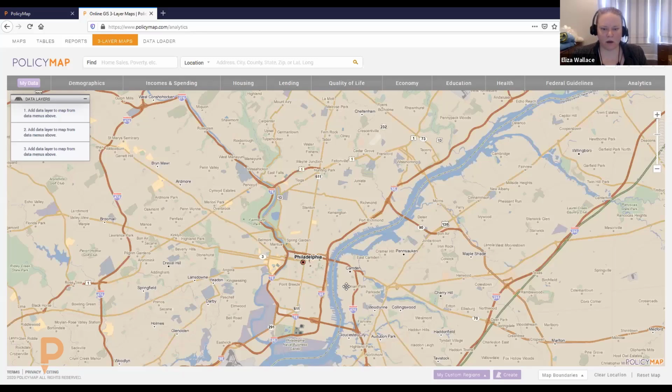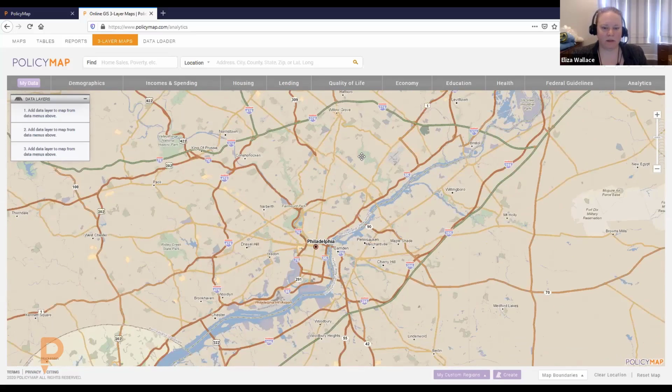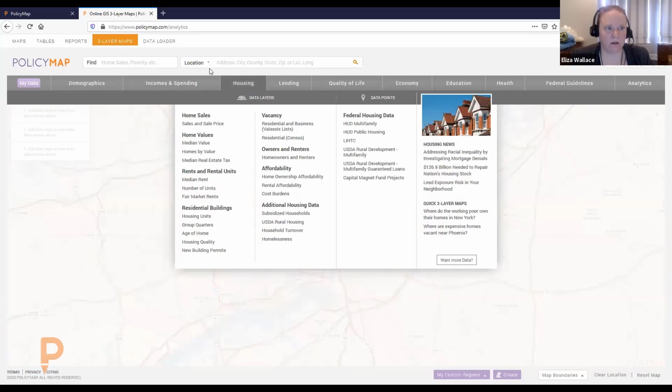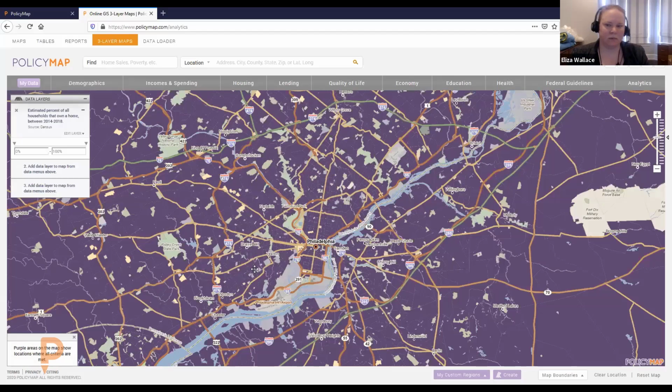So Philadelphia, I'm fairly new to Philadelphia, but one of the interesting things about Philly that I'm learning is that it has a high home ownership rate. So let's take a look at that. I'm going to use 3-layer maps here, and let's look at home ownership. Let's see. Owners and renters. So it looks solid purple, and the reason for that is because I've got 0 to 100. So everywhere has some percentage of people who own homes.